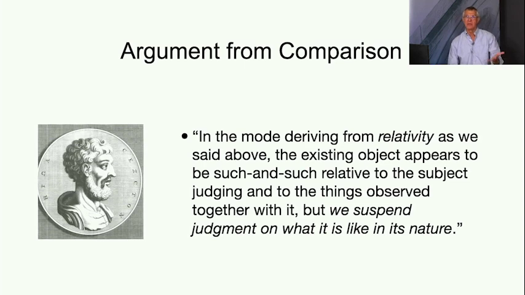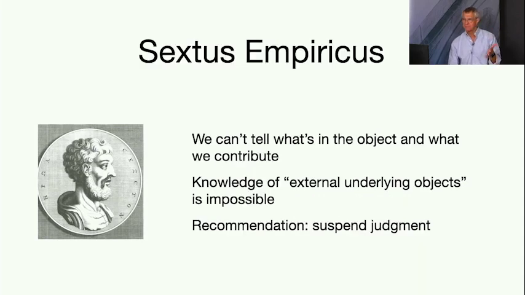The blue, the black, the white, and the gold, they're all, in a sense, relative to us and relative to that context. They're not in the dress itself. So, he says, we really cannot tell what's in the object and what we're contributing. The knowledge of the external underlying objects is impossible. We can't tell what their true nature is, what the things in themselves are like. At best, we can suspend judgment and say, here's how it looks to me, but I don't know whether the object is really this way.